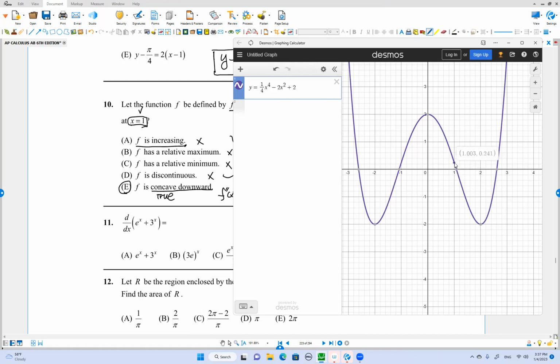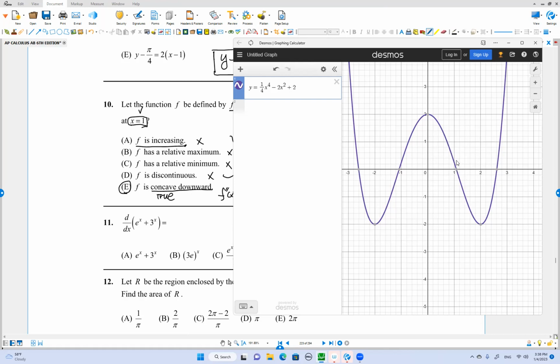Is this a relative maximum? No, this one. At x equal 0, there is a relative maximum over here. At x equal negative 2, relative minimum over here. x equal 2, relative minimum. x equal 1, nothing, okay? There is no relative maximum or minimum. Is this continuous? Yes, that's continuous.